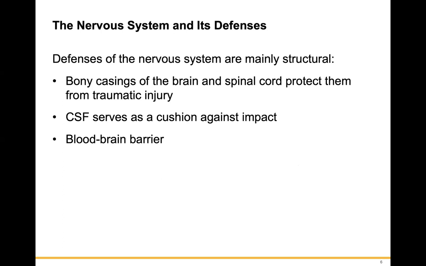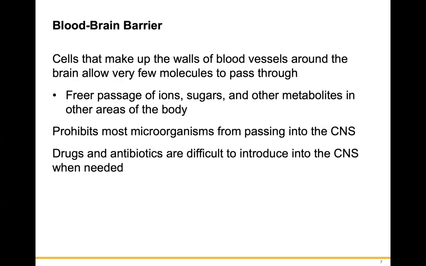Now, the defense mechanisms for the nervous system are mainly structural. You do have the bony casing of the skull and the vertebral column, and this is really just going to protect from traumatic injury. CSF serves as a cushion against impact. And then we do have the blood-brain barrier. Now, the blood-brain barrier is probably your most important aspect here. The blood-brain barrier consists of cells that make up the walls of the blood vessels around the brain, and it's very restrictive. It's highly selective. It will determine what can leave the blood and what cannot leave the blood.